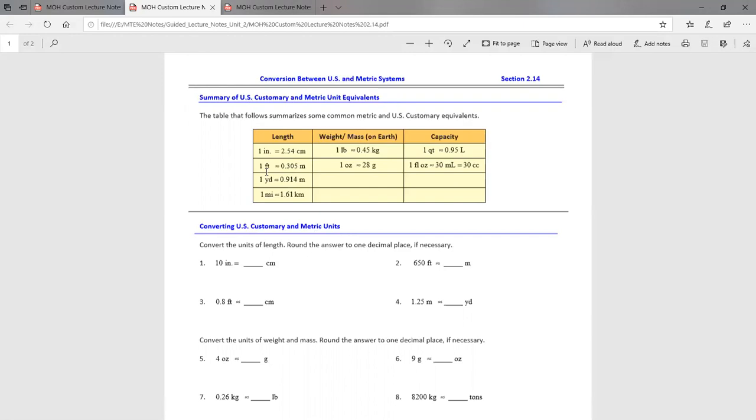So we have inches to centimeters, we have feet to meters, we have yards to meters, we have miles to kilometers. Please remember that meters are M, miles are MI. This is an issue that students have moving forward. We also have converting pounds to kilograms and ounces to grams under the weight. So there's only 2 of these. And then under capacity, we have that a quart is 0.95 liters. And a fluid ounce is approximately 30 milliliters, which would also be 30 cubic centimeters.